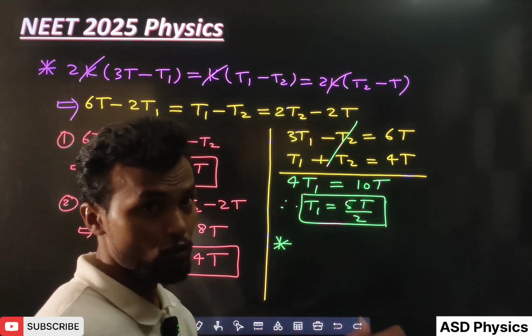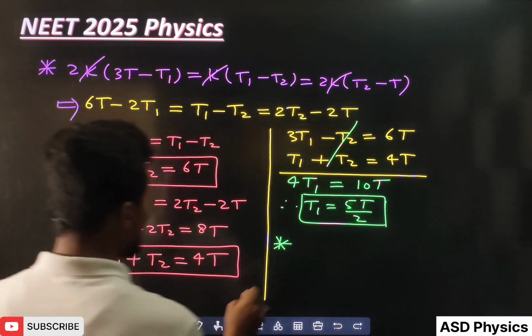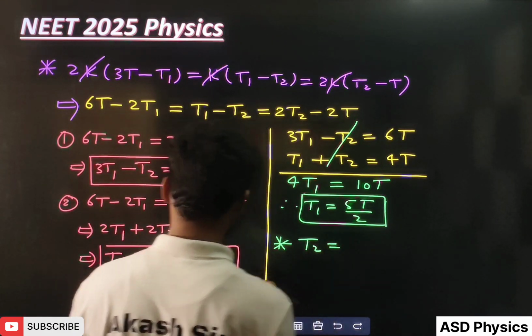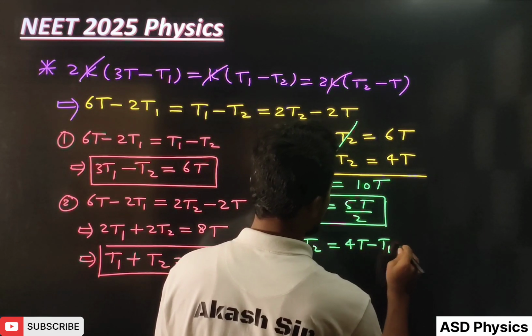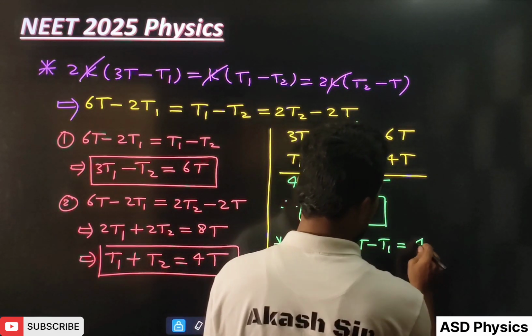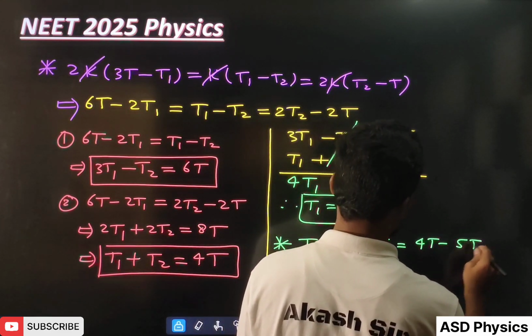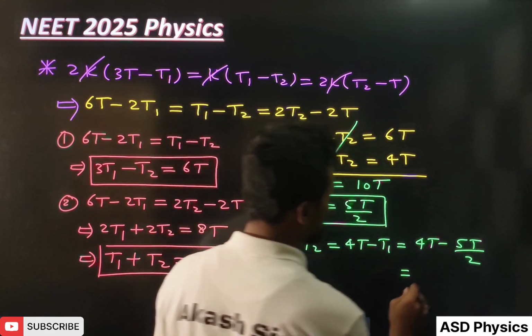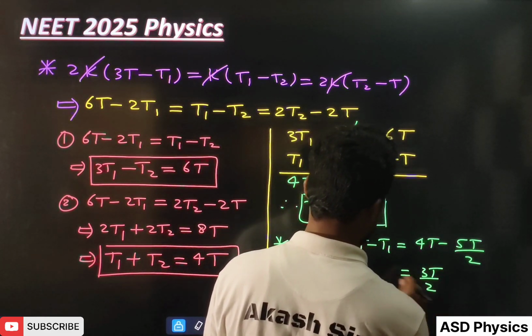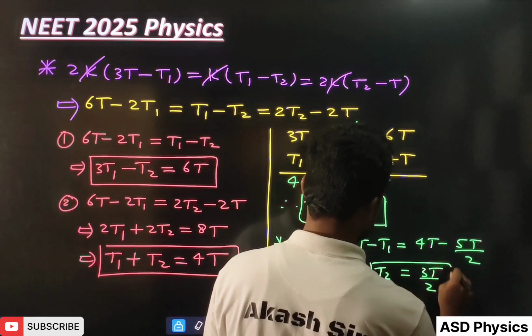Again, now t1 we got. Now t2, how much is it? We can get it from anywhere. See, again I can write t2 equal to, from here, 4t minus t1. What is this? 4t minus t1. So here we can write 4t minus 5t by 2. So when you take the LCM, 4 into 2, 8t minus 5t, that means 3t by 2. t2, how much is coming here?